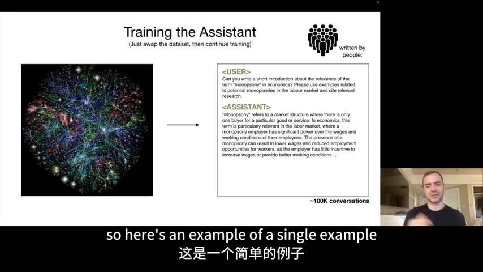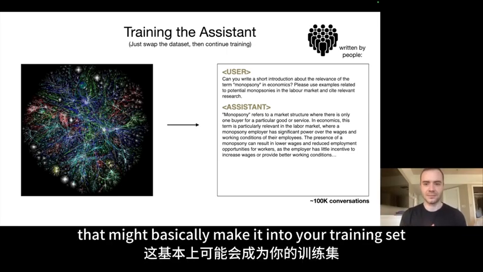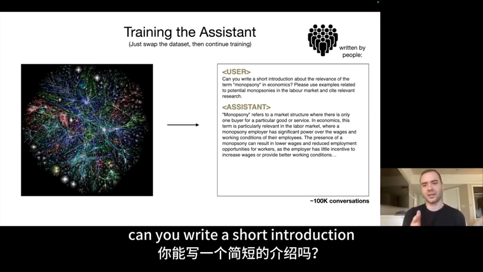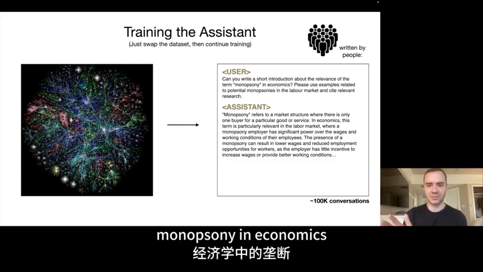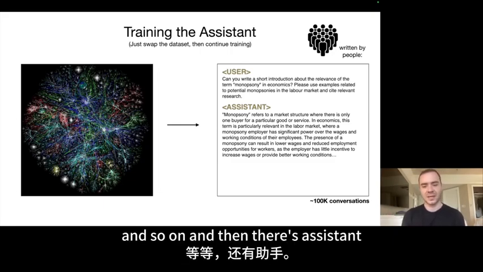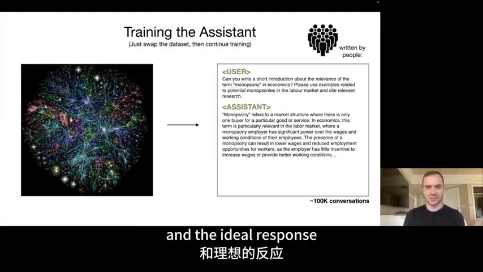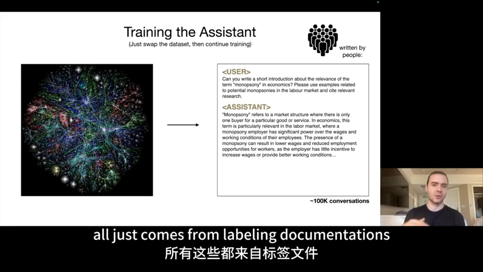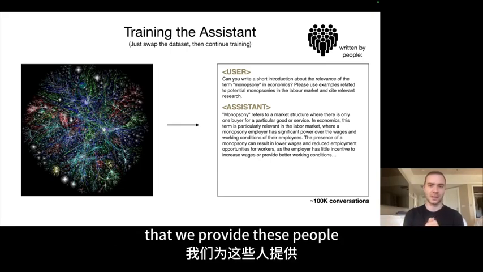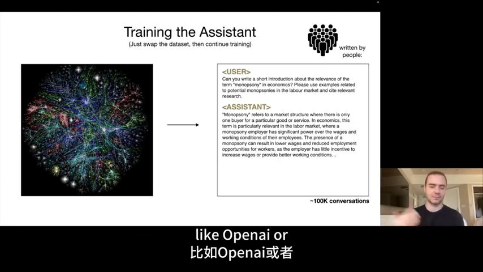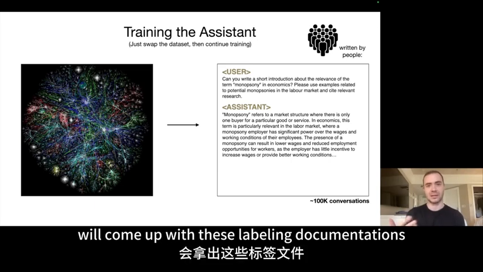Here's an example of a single example that might make it into your training set. There's a user, and it says something like, can you write a short introduction about the relevance of the term monopsony in economics, and so on. Then there's the assistant, and again, the person fills in what the ideal response should be. The ideal response, how that is specified and what it should look like, all just comes from labeling documentation that we provide these people. And the engineers at a company like OpenAI or Anthropic or whatever else will come up with these labeling documentations.